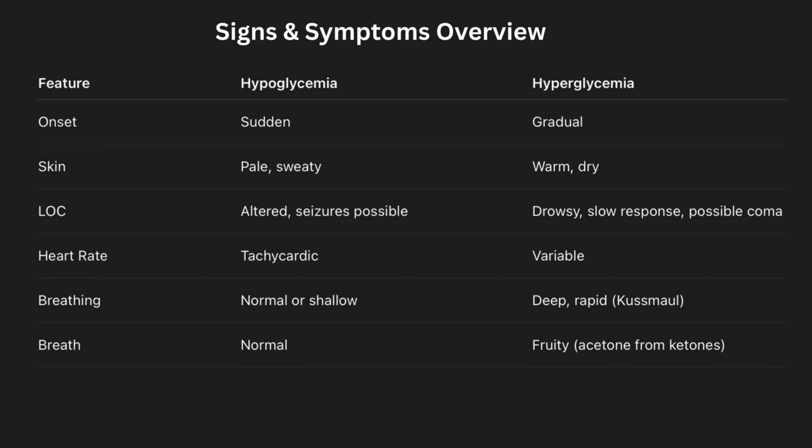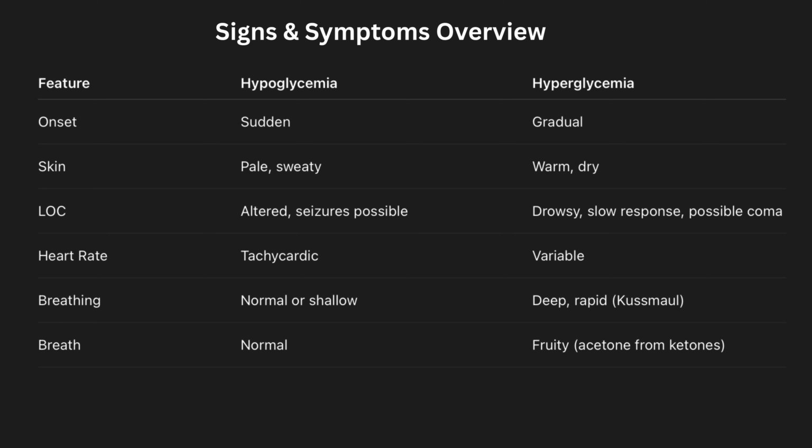So let's go over the difference between hypoglycemia and hyperglycemia. So hypoglycemia, the onset is sudden, the skin is pale and sweaty, level of consciousness altered with seizures, heart rate tachycardic, breathing normal or shallow, and breath normal.